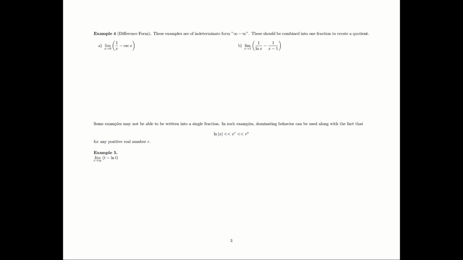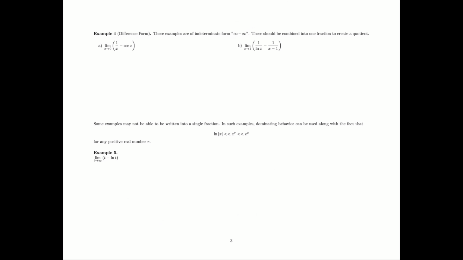Next example, example 4, we encounter a different form. This is a different form. So here it's when we have infinity minus infinity. And again, this could be infinity minus infinity. This could be negative infinity plus infinity. Anything like that.